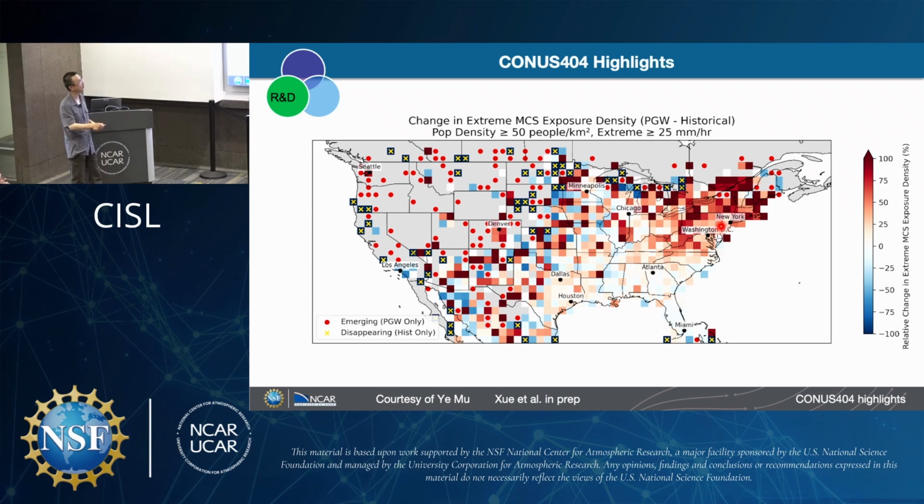Bad news for the Northeast people. They're going to experience more than 100% heavy precipitation in the future warming climate. This zone is where the spatial pattern shifts. Some places see a reduction, some places see an emergence of these extremes.